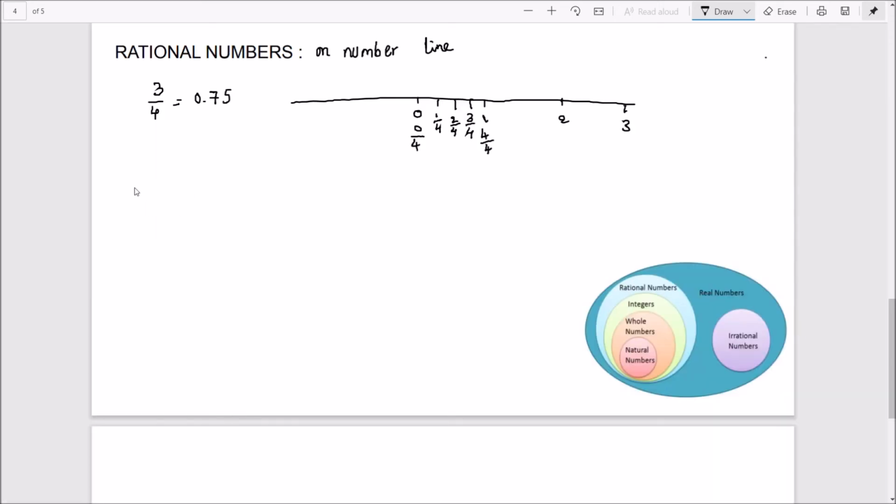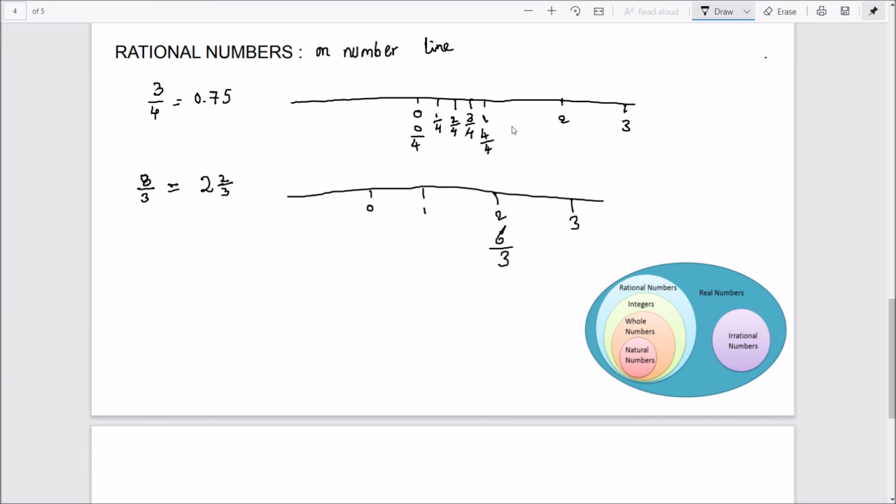Same way, another example: 8 by 3. When we convert into either decimal or mixed fraction, it is 2 by 3, that means 2 and 2 by 3. Why we are converting is so we can understand where it will lie. When we convert into either decimal or mixed fraction, we can identify where it will lie. So 2 and 2 by 3 means after 2. The number 8 by 3 will lie after 2, before 3.